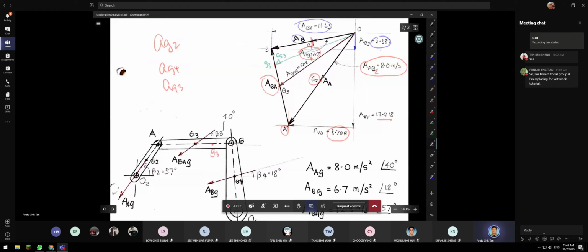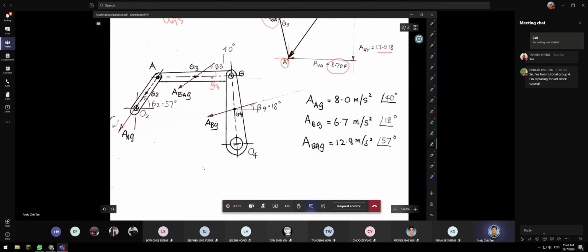Depending on this center of gravity, understand? Then you can find all these values. From my drawing, I got all these values. I need these values for my dynamic analysis.